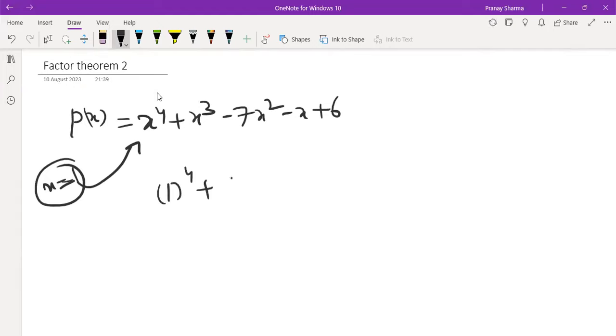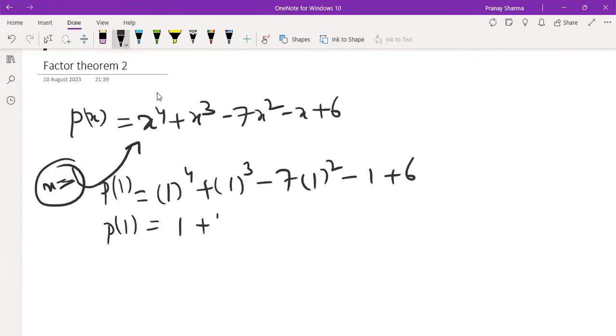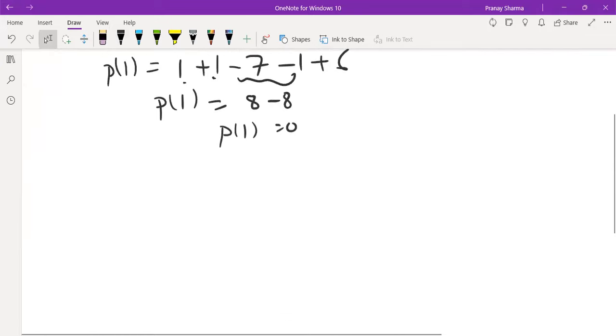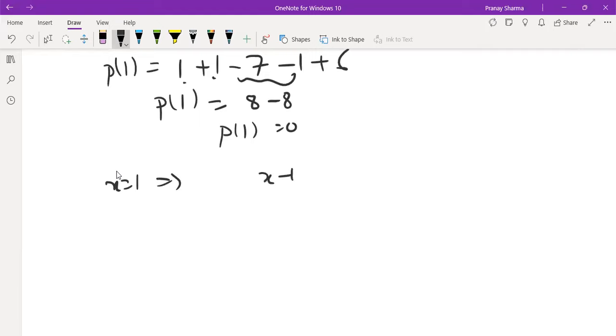So it will be 1 to the power 4 plus 1 to the power 3 minus 7 into 1 to the power 2 minus 1 plus 6. So this will be 1 plus 1 minus 7 minus 1 plus 6. So these are like terms: minus 8, 1 plus 1, 2 plus 6, 8. So that means at P1, we are getting the value as 0. All right. So how can we write this? We are getting 0 of a polynomial at x equals 1, which implies x minus 1 is a factor of P of x, right?